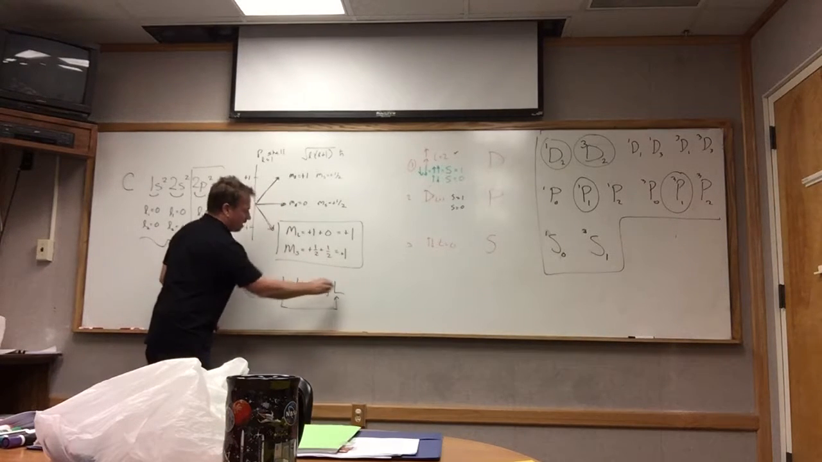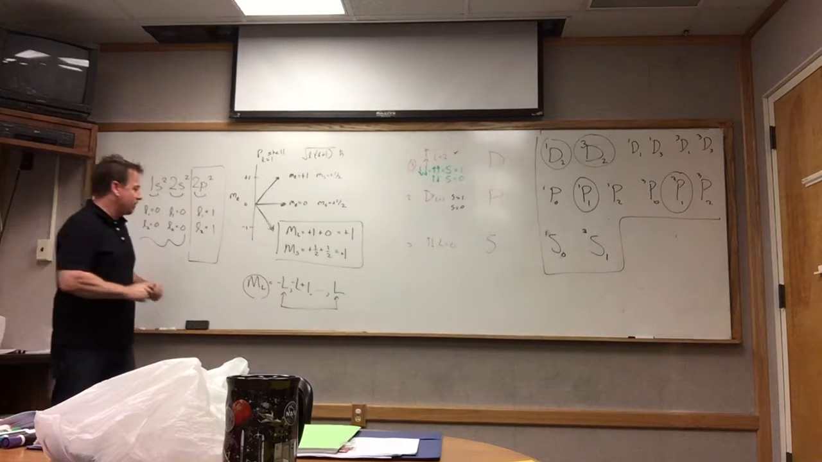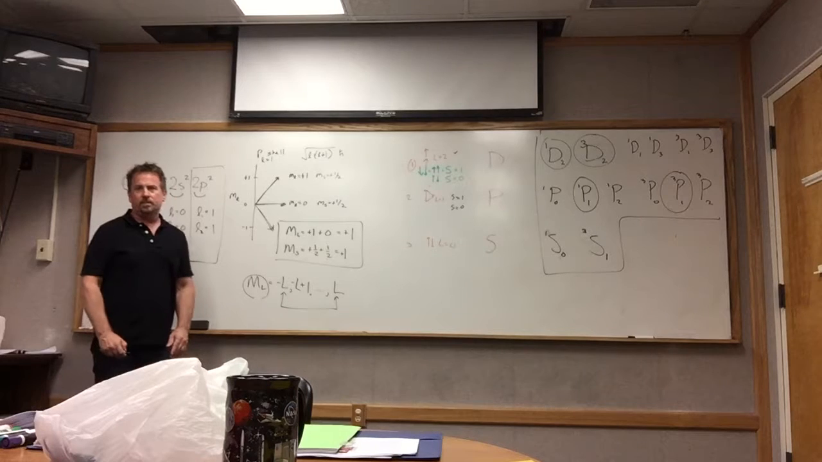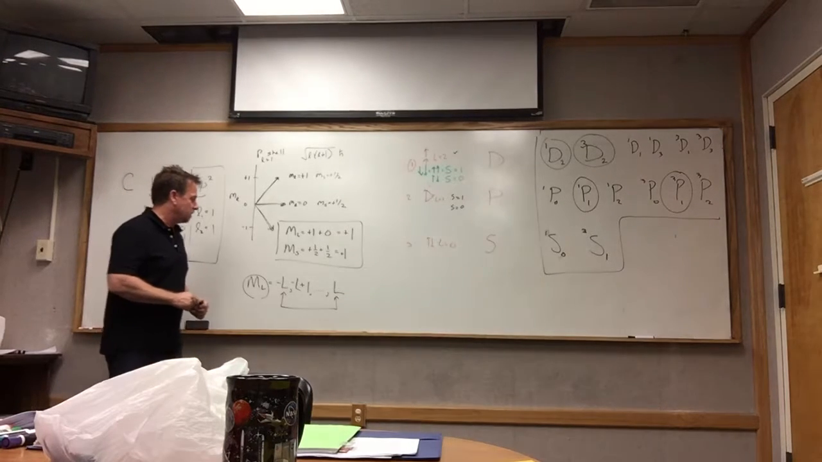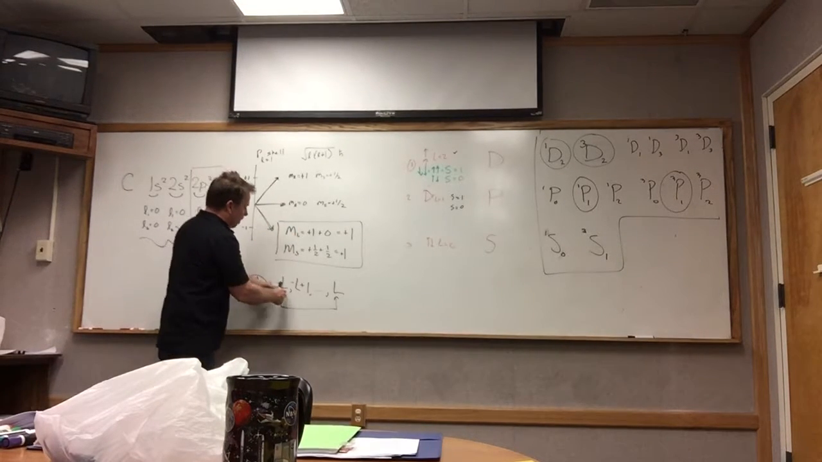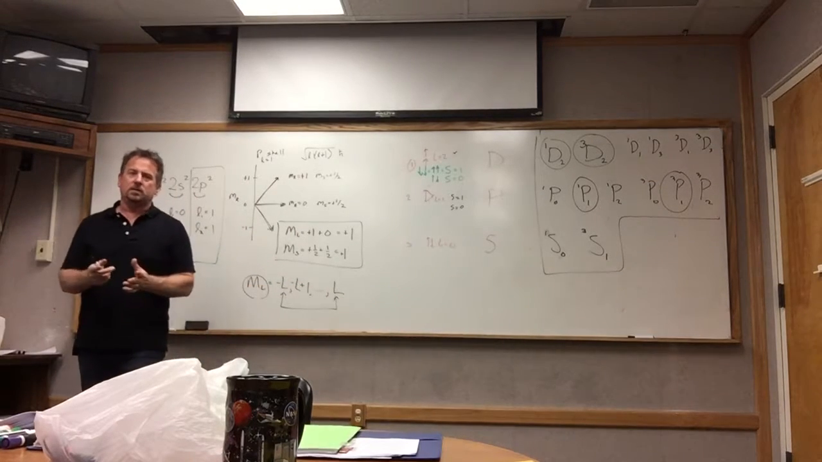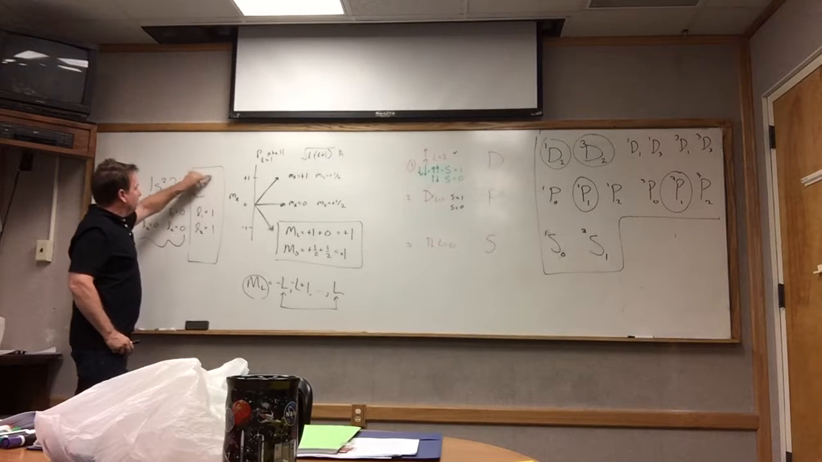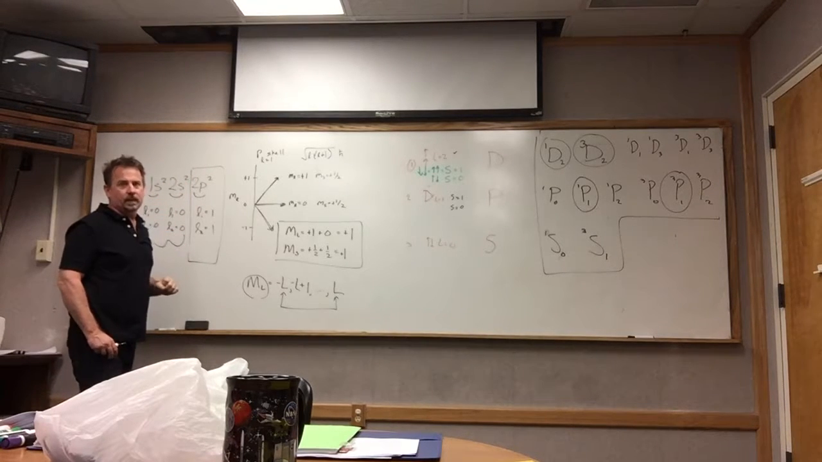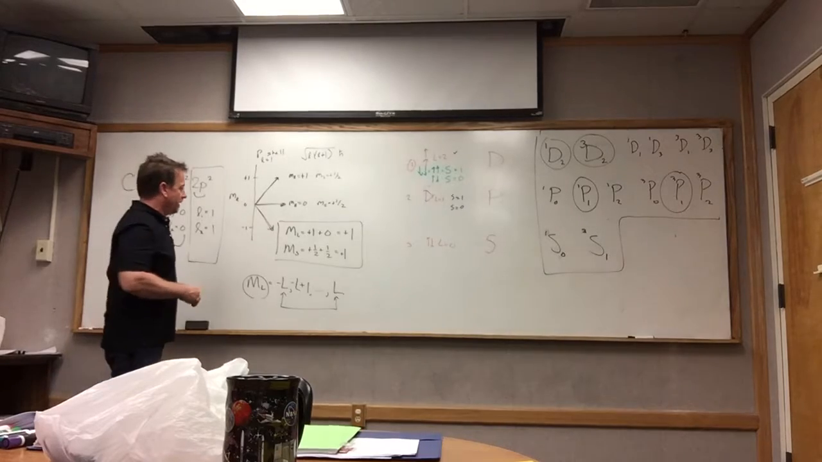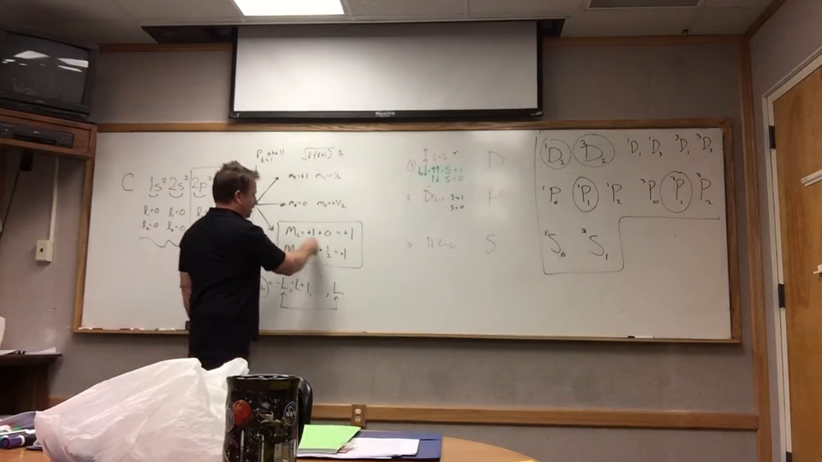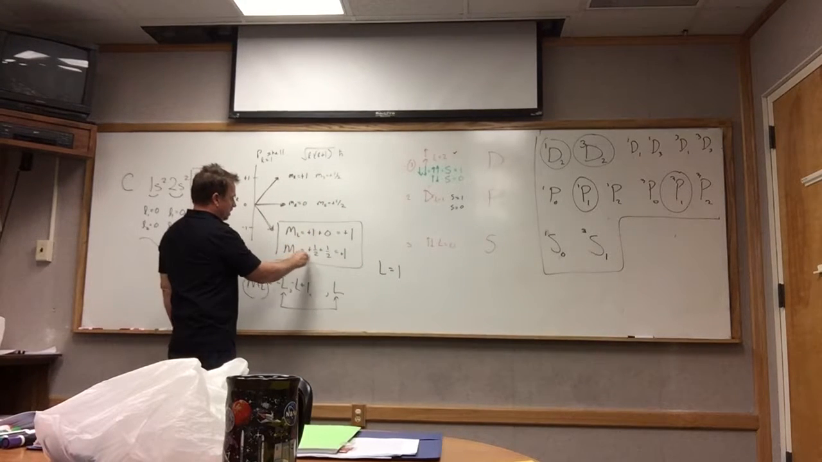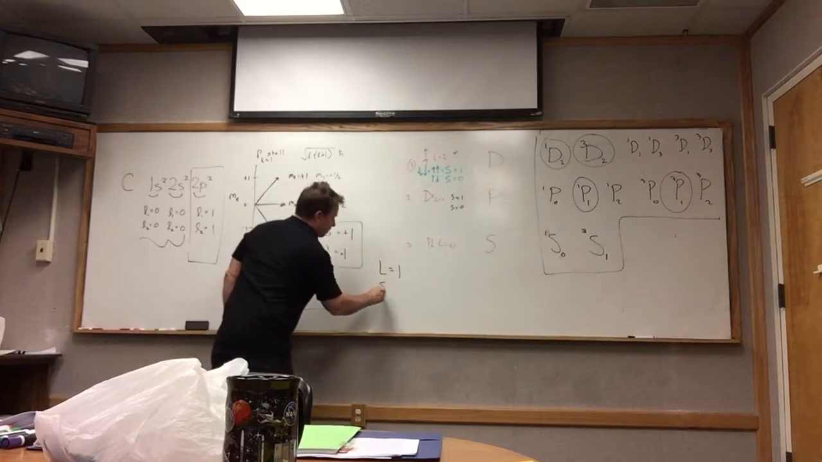So the maximum M sub L is defined by the L. And we've maximized M sub L, so we've maximized L. By maximizing M sub L, we're getting the maximum L for that P shell, for that subshell. So that means that L equals 1, and S equals 1.